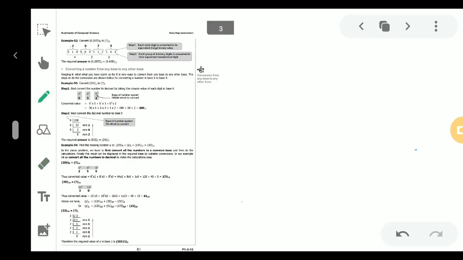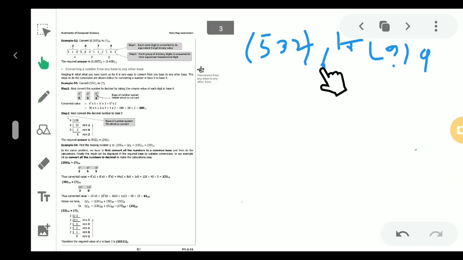So the question is given: 532 base 6, we have to convert into base 9. First remember that from whatever base is given, first convert into base 10. From base 6 you will convert to base 10. This is the first step. So first I am moving 532 from base 6 to base 10.